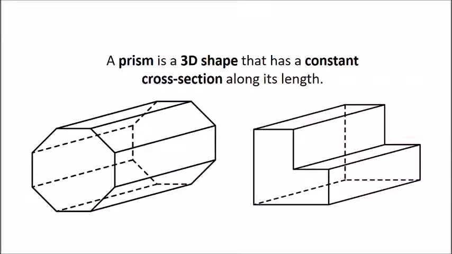So have a look at these two shapes. Would you say that these are prisms? So pause the video to think about it. I want you to tell me, are these prisms or not?